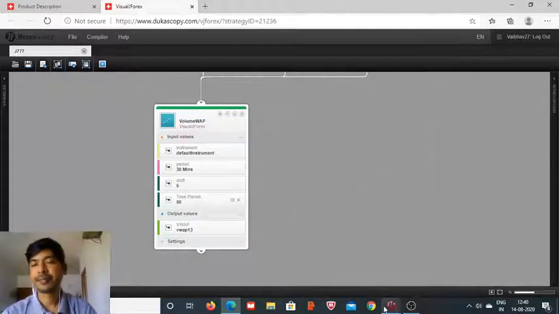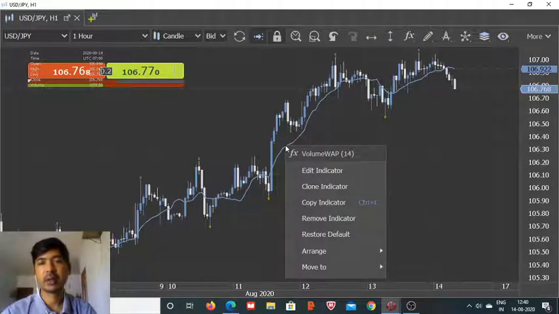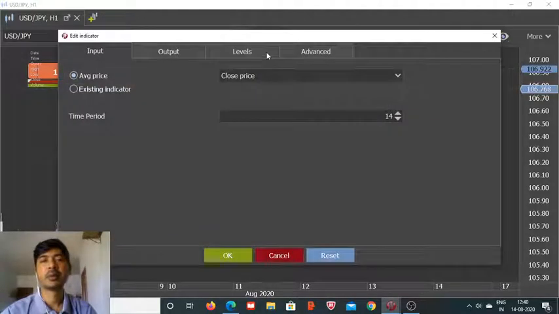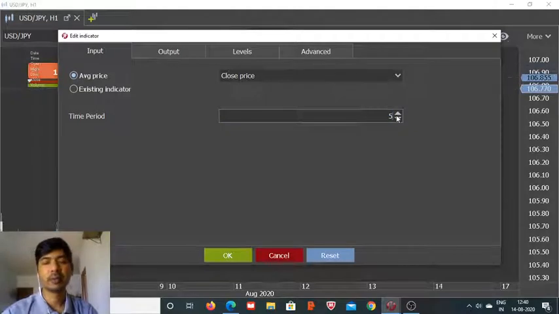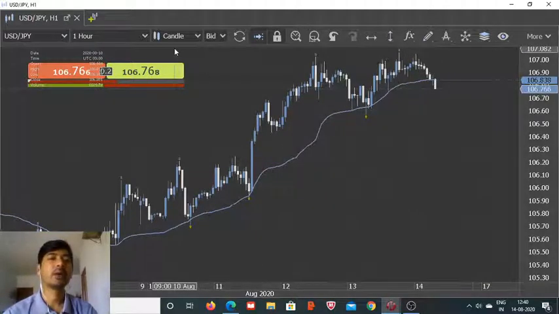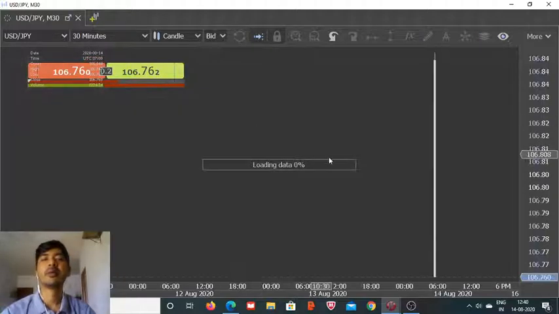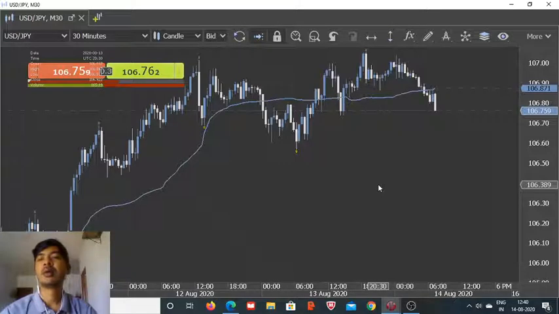Okay, now we change other parameters. We need the time period at 50, so we change this to 50. Okay, so that's how it will look like. And now we want the chart to be half an hourly. And we have the look back period defined at 5.